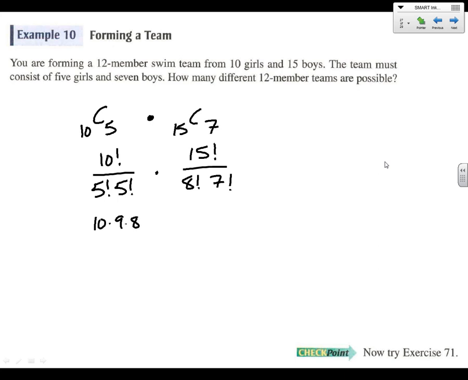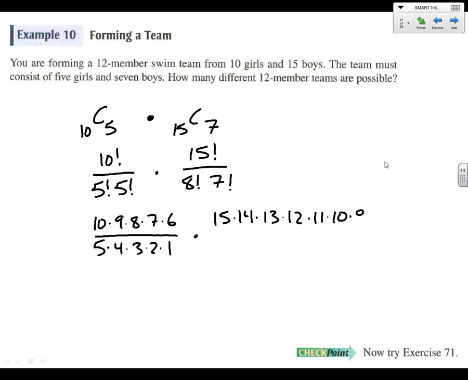10, 9, 8, 7, 6 over 5, 4, 3, 2, 1, times 15, I'm going to go all the way down to 9, over 7 factorial. And let's do some canceling. 3 times 2 is 6. 4 goes into 8 twice. 5 goes into 10 twice. So 9 times 7 times 4.